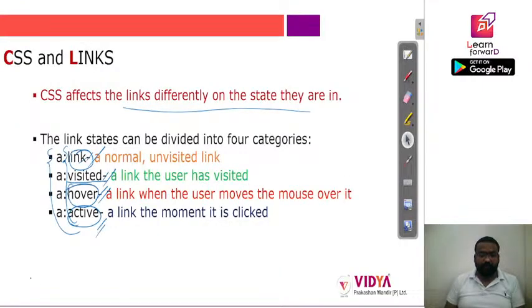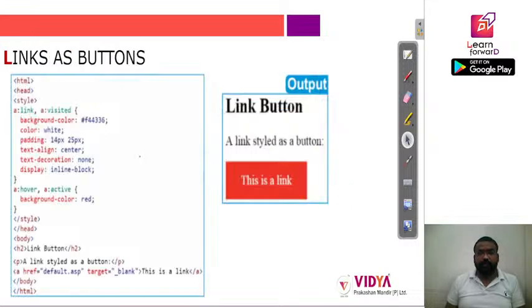So this is how the link is working, and now let's move on to the next one. This one is with the help of CSS, how we can make a link look like a button. Over here you can see the properties that we have set on this button.